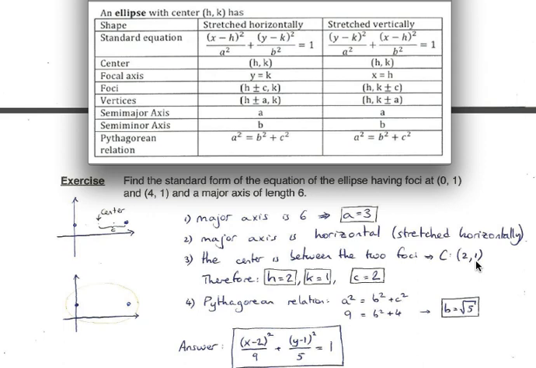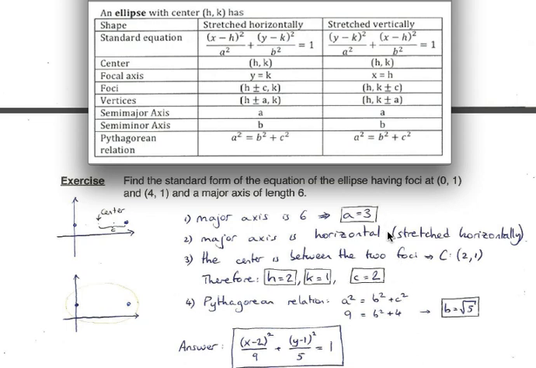Also, c is the distance between the center and the foci. I didn't say that earlier, but c is the distance between the center and the foci. You can notice that here. The foci are h plus c and h minus c. So there's a distance of c between the center and the foci. Therefore, c equals 2. It's the distance between (2, 1) and (0, 1) or (4, 1).